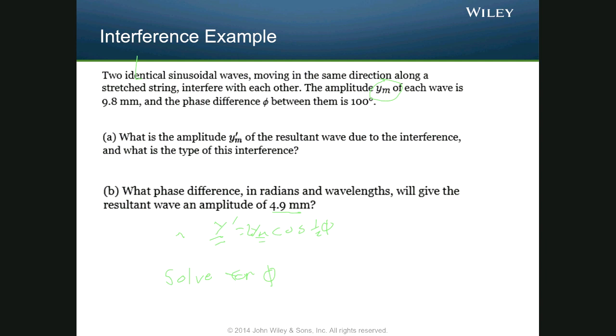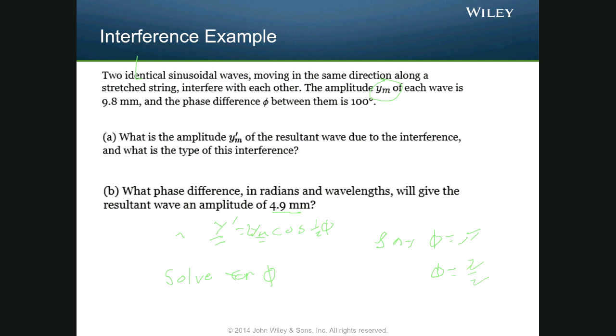And then once you have phi, you can interpret into wavelengths. So for instance, if you get phi equals pi, in radians, that would be your answer. But then you could say, oh, well, it's also equal to lambda over 2.